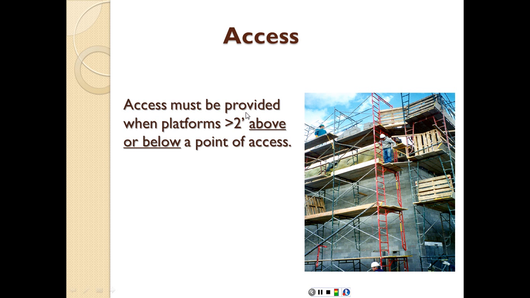Access must be provided when platforms are 2 feet or more above or below a point of access. So if the point of access, for example, is this roof slab, and you're going to be working on this scaffold, and there's a difference in elevation between the two levels of 2 or more feet, then you must provide some access, which is going to be something like a ladder or something like that.